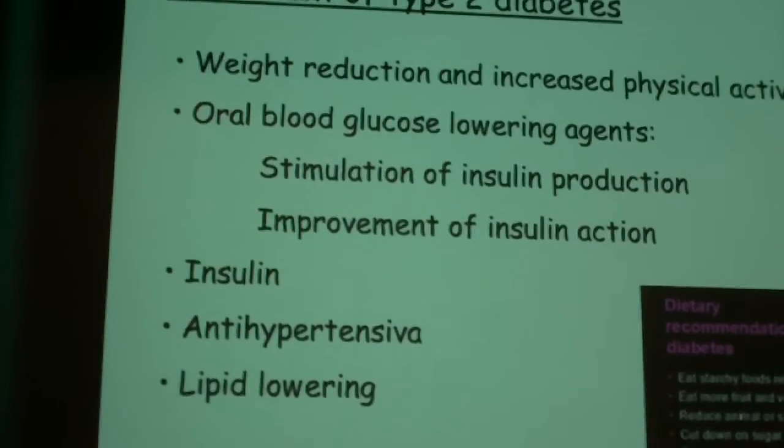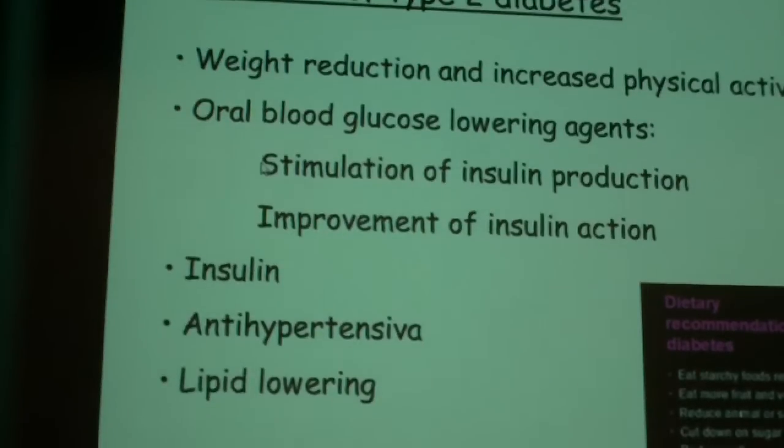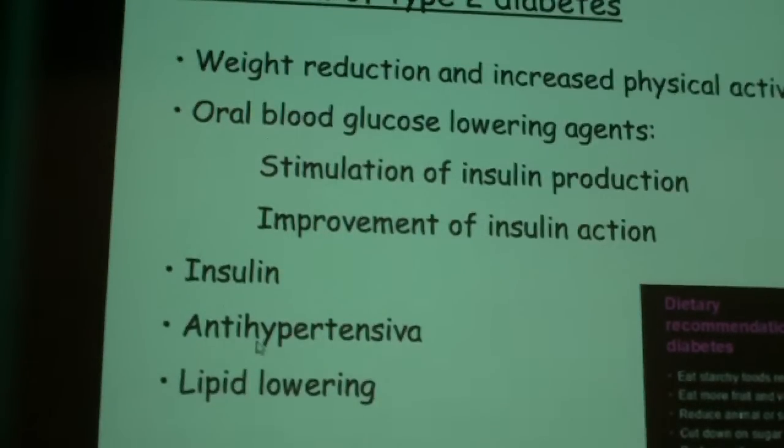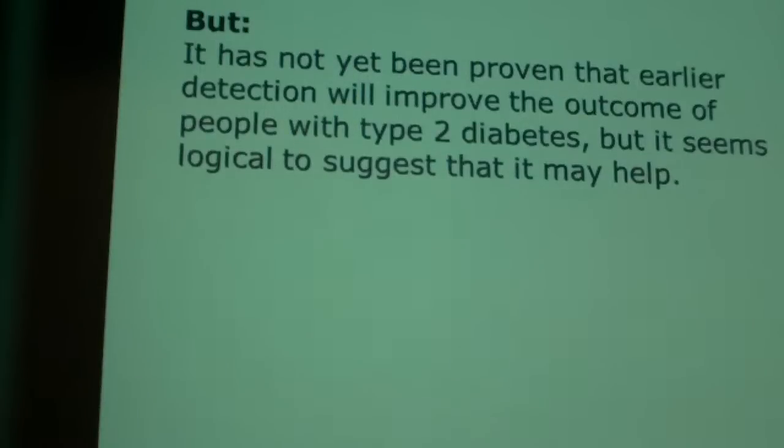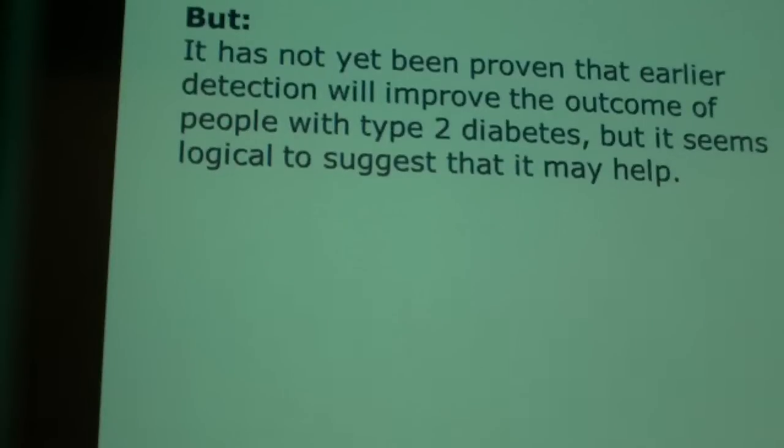For type 2 diabetes, it's more complicated because you have these micro and macrovascular complications that are important. There are a lot of therapies for type 2 diabetes. But if you want to prevent the macro and microvascular complications, then you also have to do something with antihypertensives and lipid lowering. But it has not yet been proven that earlier detection will improve the outcome of people with type 2 diabetes, but it seems logical to suggest that it may help.